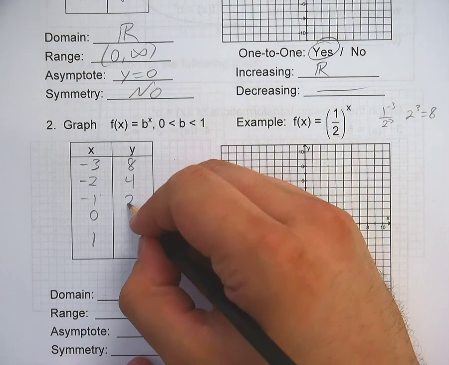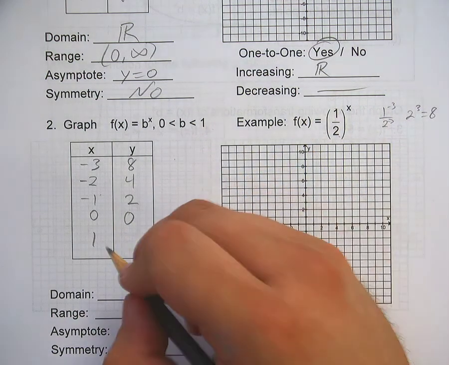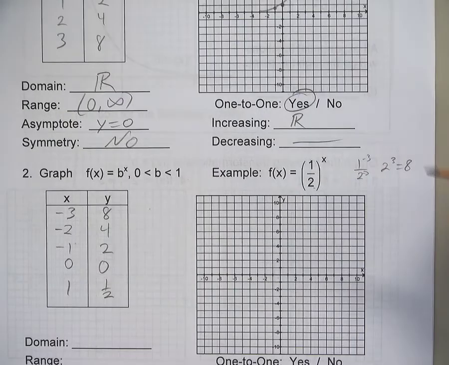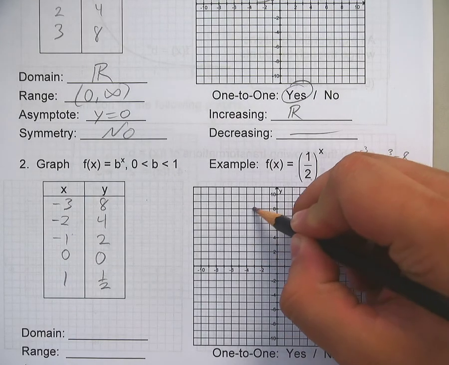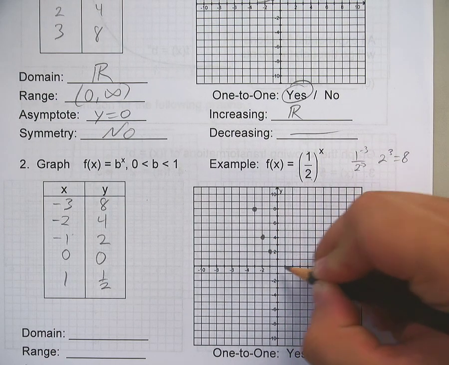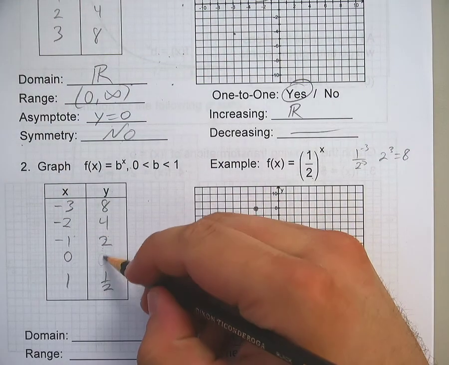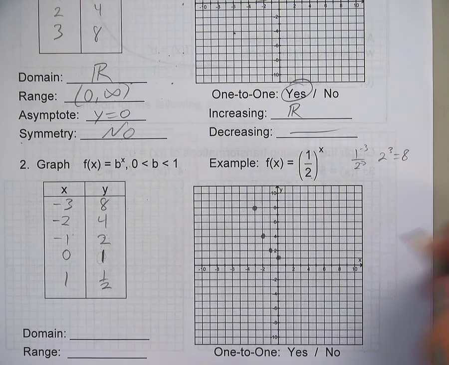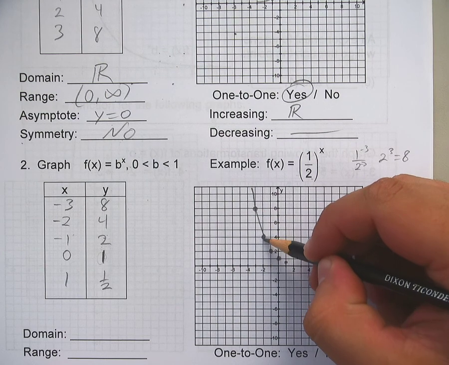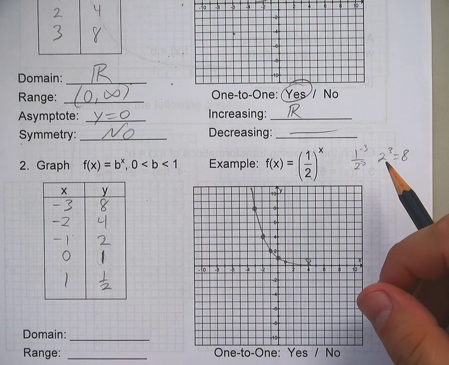1/2 to the -1 is 2. 1/2 to the 0 is 1. Anything to the power of 0 is 1. 1/2 to the 1 is obviously 1/2. It's actually the reverse of what's happening here. -3, 8. -2, 4. -1, 2. 0, 1. 1, 1/2. And it's the reverse of what happened below. We call this an exponentially decreasing function.